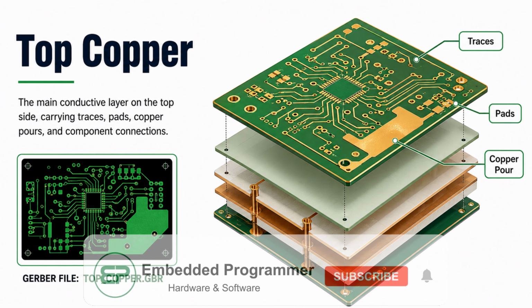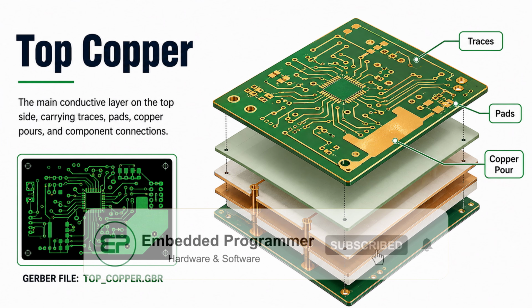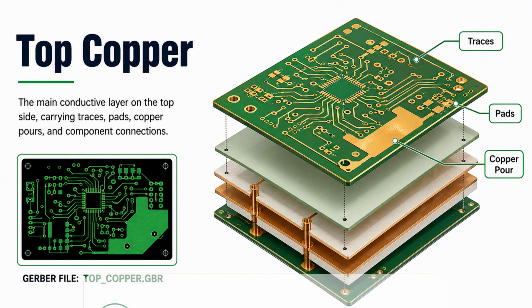The top copper layer is one of the most important Gerber files in a PCB manufacturing package. This layer defines the conductive copper pattern on the top side of the board, including traces, pads, vias, and copper pours. Every signal that travels across the top side of the PCB follows the paths created in this layer. When a component pin needs to connect to another component, the copper trace becomes the electrical road between them.